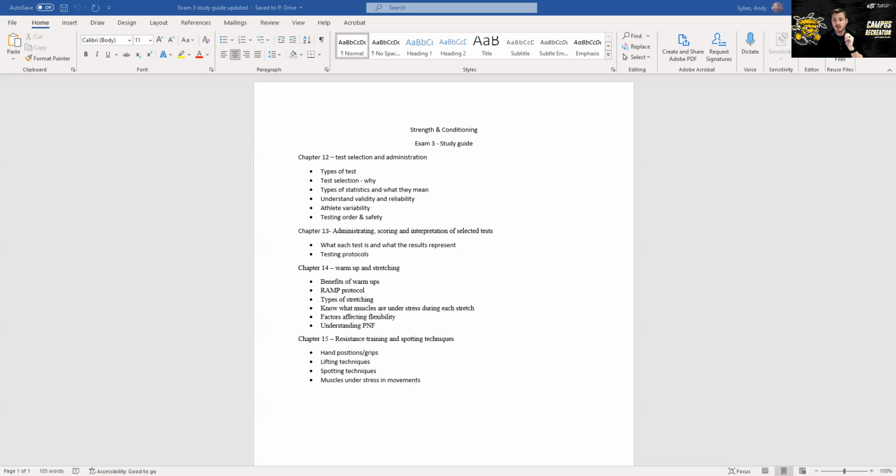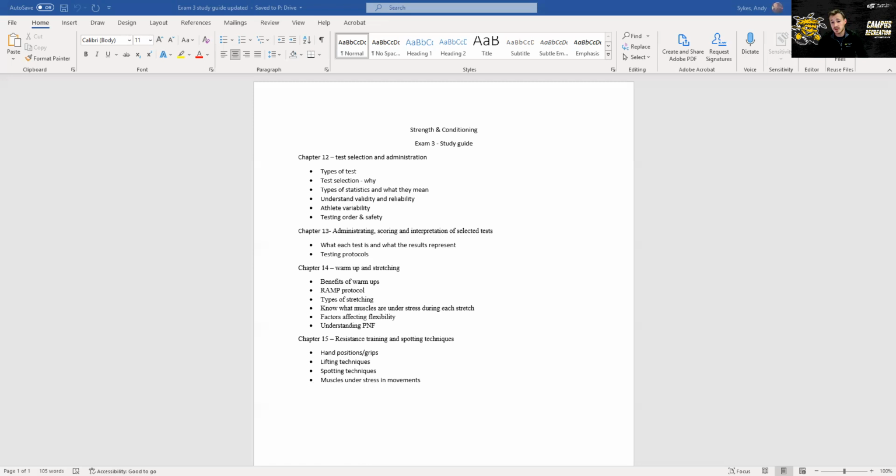What else do we have here? That's it for that chapter, so knowing those different stretches. And then the last chapter in this exam would be the resistance training and spotting techniques. Now we have to think back to when we did our 5 rep max testing, part of the assessments, to what I was saying about how we spot on those.